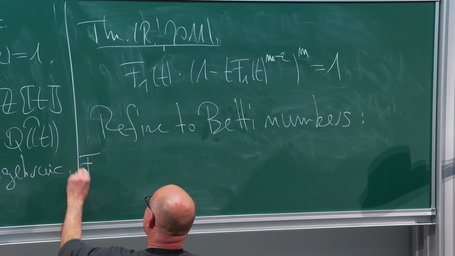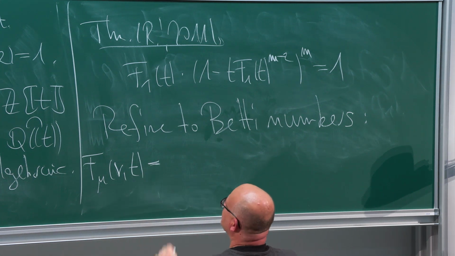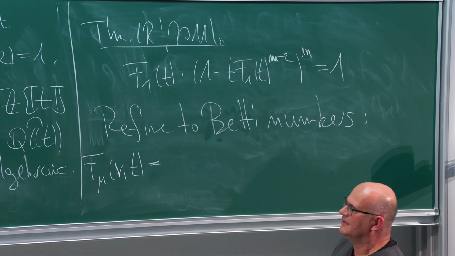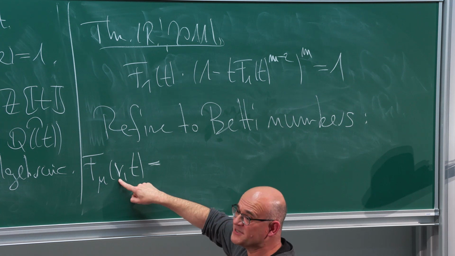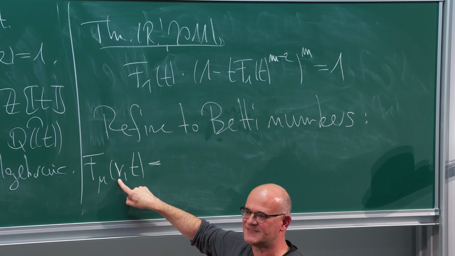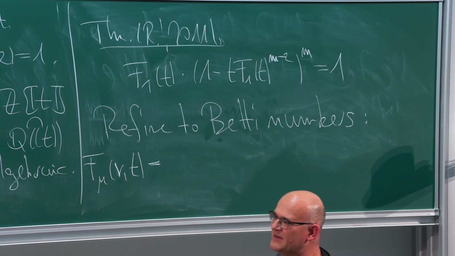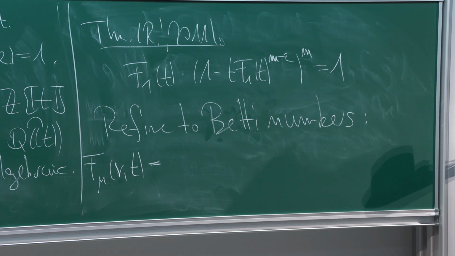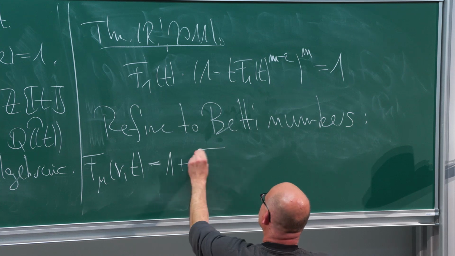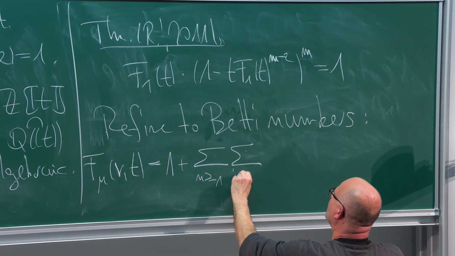So let me define f mu of v, t. And well, in the motivic sense, this v is minus square root of the Lefschetz motive. That's why I don't use the quantum parameter q, but v. Q would be like the Lefschetz motive, but this is minus the square root of Lefschetz. This is 1 plus, again, sum over all n greater equal 1. And now sum over all integers i.